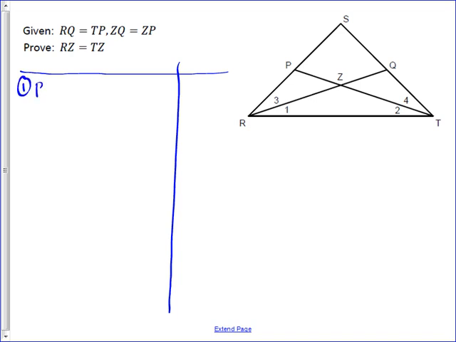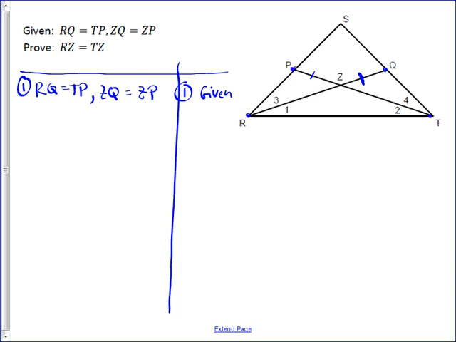So we're going to start with RQ equals TP and ZQ equals ZP. And our reason for that is going to be given. That's the information that we're given. You're told that RQ equals TP and ZQ equals ZP. Now, if we go look at that, that means that this is congruent to that. That's the ZQ congruent to ZP. And then we're told that RQ from R to Q is congruent to P to T.